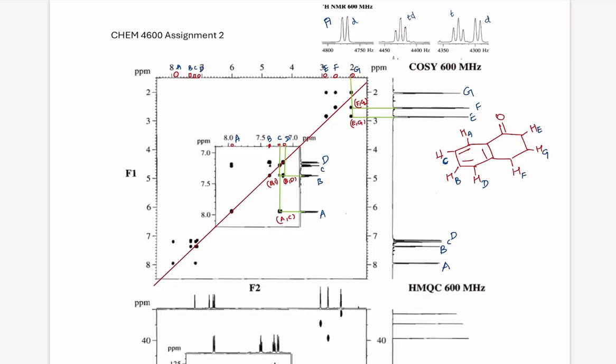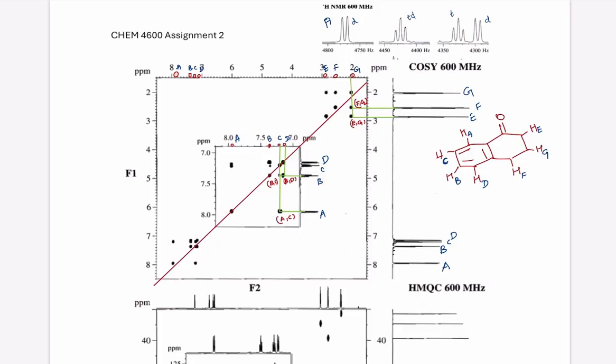Now let's find out. So B and C should correlate with each other, and therefore there should be a spot existing for it. So we can clearly see that there is a cross peak for B and C correlation, and then there should be a cross peak for B and D correlation, which we are able to see here, and there should be a cross peak for A and C. That is exactly what we see in the region. So this is going to be the interpretation for the COSY spectrum.